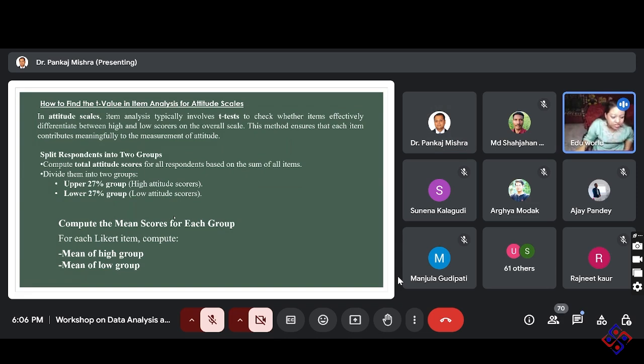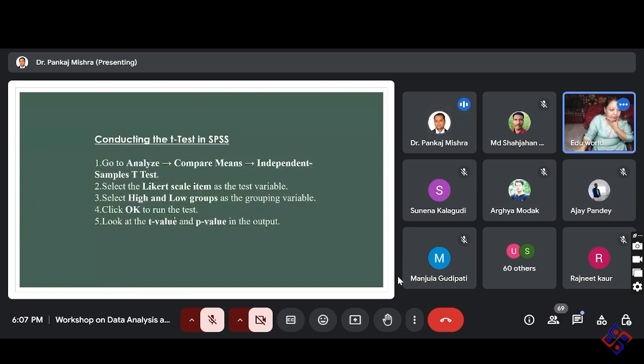So based on this high attitude and low attitude, we have to find out the mean of the high group as well as the low group. We have to compute the mean score for each group, and based on this mean score, next slide, we will retain some of the respondents and we will exclude others.